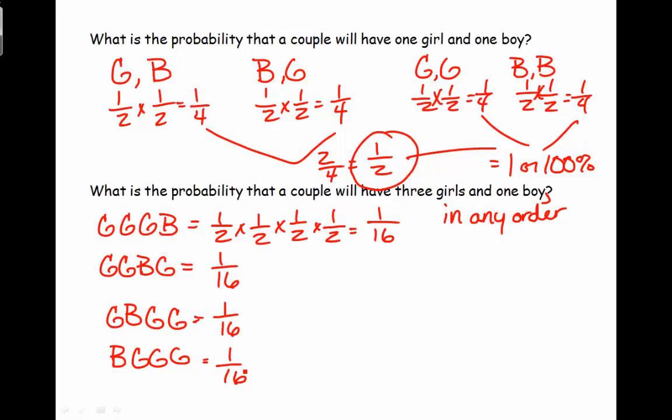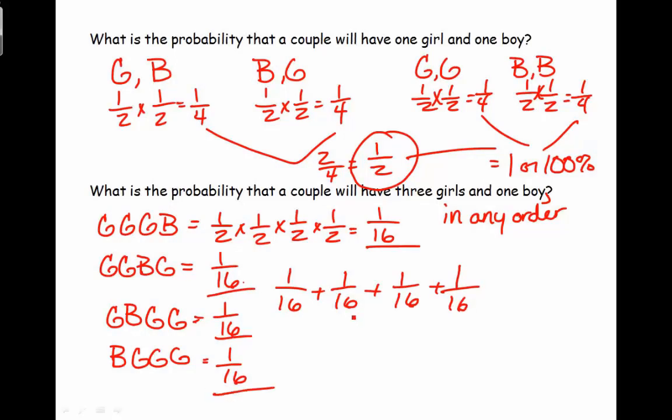for the last one. Because these are mutually exclusive events, it's one way or the other, or the other, or the other, we're going to add them together. So we're adding here really 1/16 plus 1/16 plus 1/16 plus 1/16. Okay, so from here, when we add, this is going to give us 4/16, which does reduce down to 1/4. Okay, so if you have 4 children, you have a 1 in 4 probability of having 3 girls and 1 boy mixed in there.